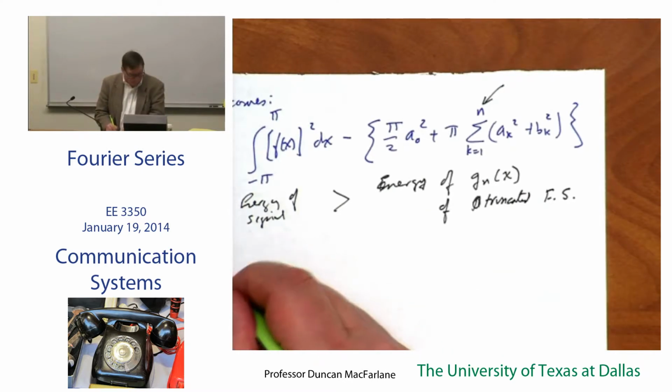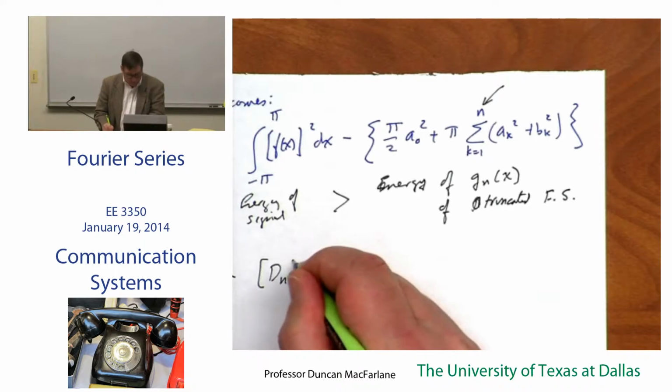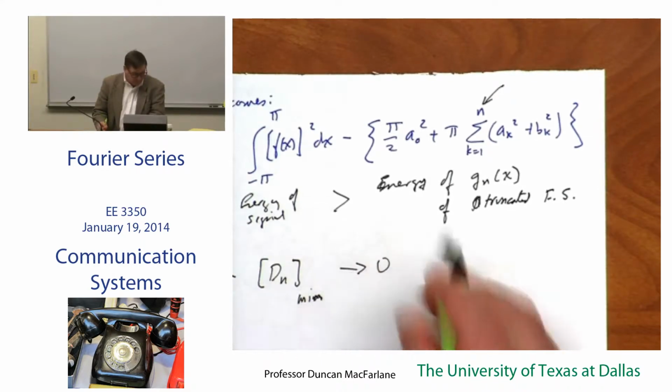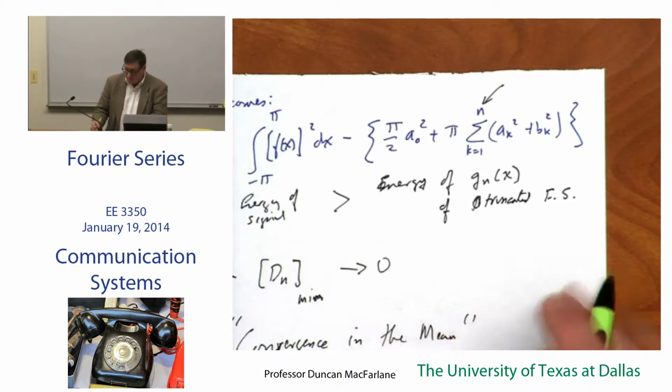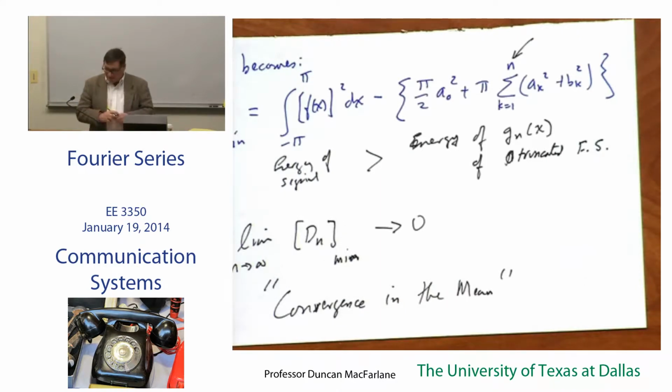So the limit, as n goes to infinity, of d sub n minimum, that goes to 0, and what we've said from a mathematical perspective is that a truncated Fourier series converges in the mean. It converges in the mean, convergence in the mean. Which doesn't mean a whole heck of a lot to me.